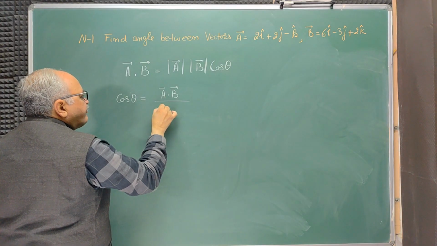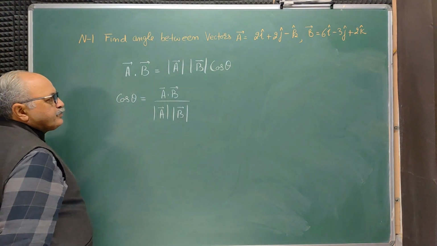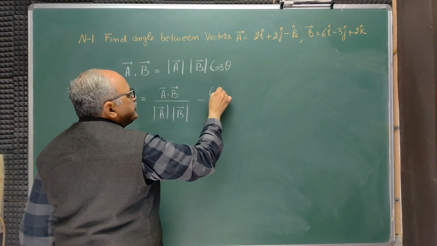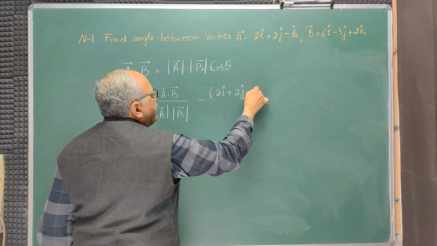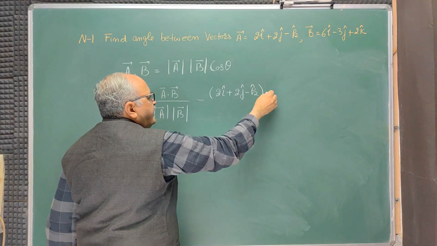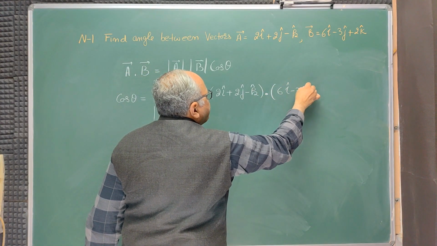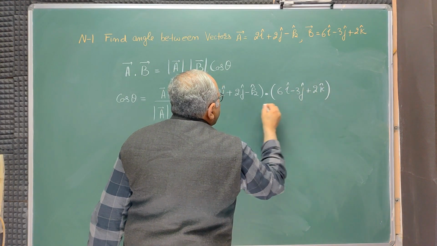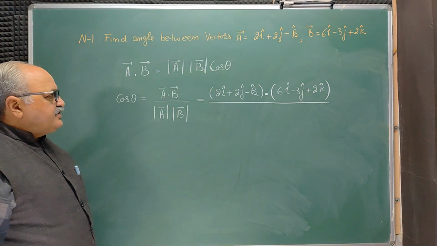by the magnitude of A, magnitude of B. Now to get this A dot B, let's put the values: 2i cap plus 2j cap minus k cap as A, dotted with 6i cap minus 3j plus 2k, divided by the magnitude of both the vectors.